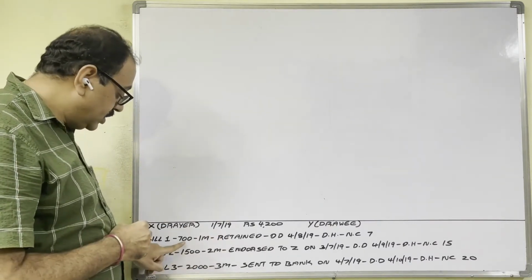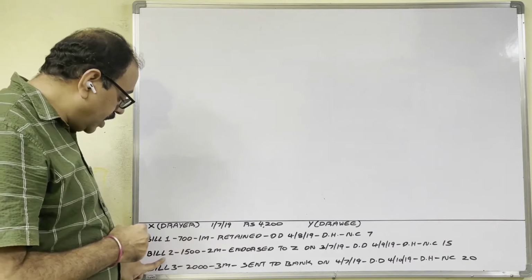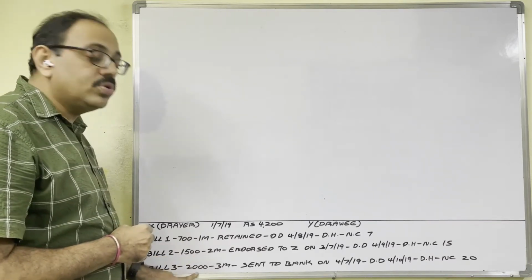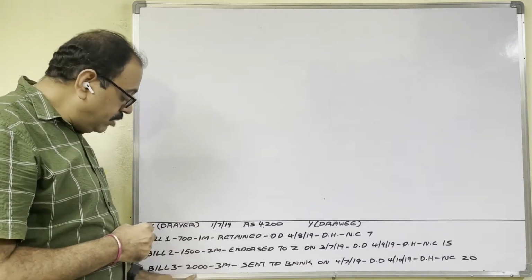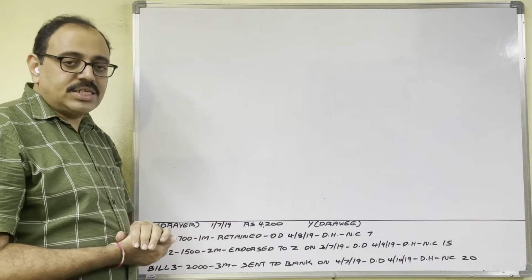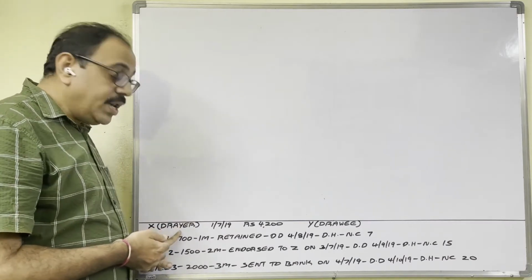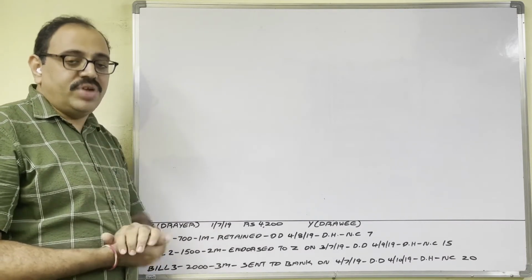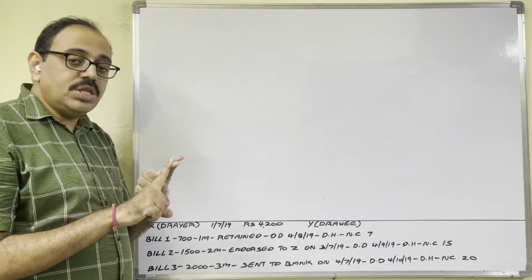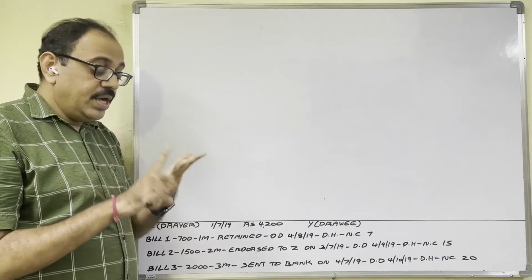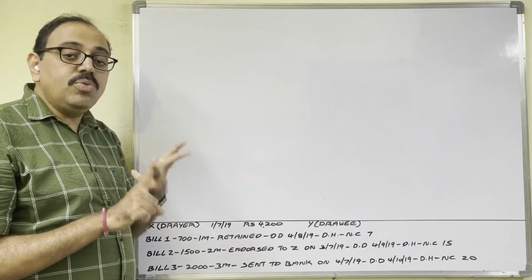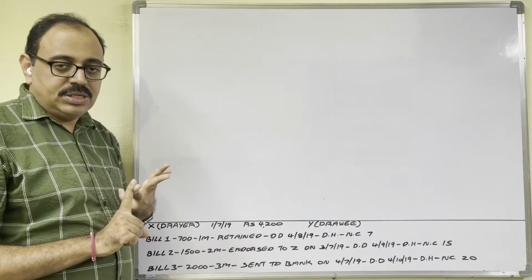First bill amount 700 rupees, second bill amount 1,500 rupees, third bill amount 2,000 rupees. On 3 bills, he received acceptance from Y. After receiving the acceptance, the drawer can treat the bill in 4 ways. He can retain the bill with him. He can discount the bill with the banker. He can endorse the bill to his creditor. He can send the bill to bank for collection purpose.